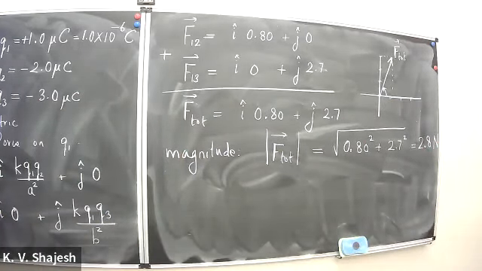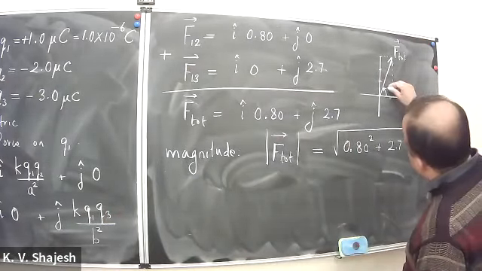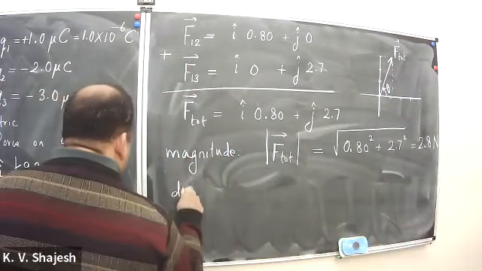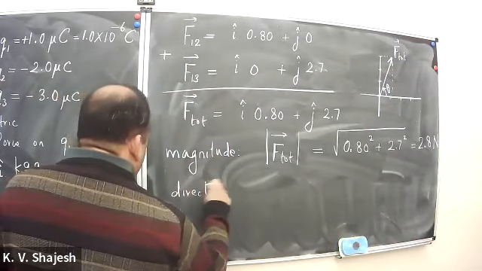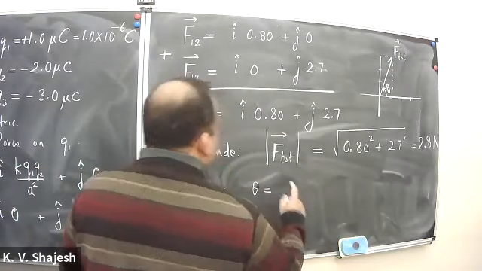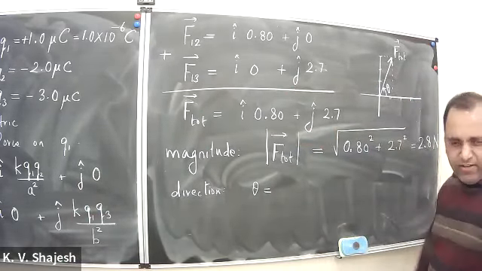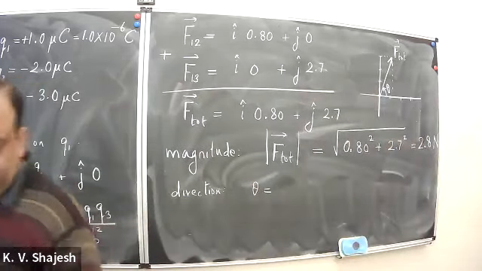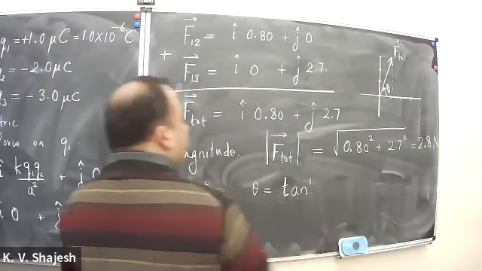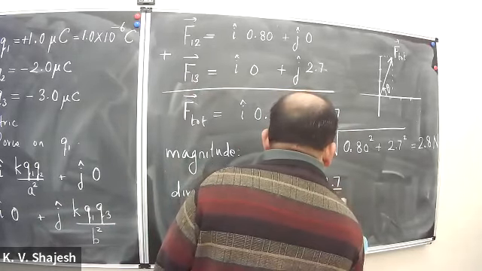So that's the magnitude, but as I said, you have to specify the direction also, right? Direction can be this angle or this angle. So let me say this is angle theta, and the direction of this force is given in terms of theta. So let's say theta is equal to, if you were to have a right triangle here, I know this length and this length, so the tangent of theta is opposite over adjacent. So it is tangent inverse of the larger distance, 2.7 over 0.8.